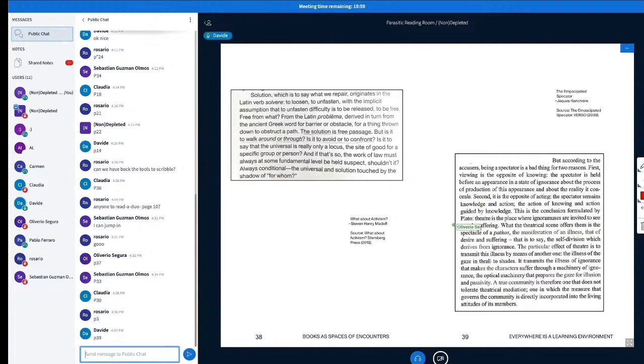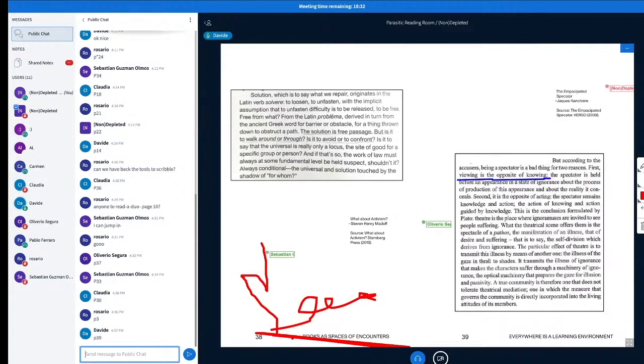But according to the accusers, being a spectator is a bad thing for two reasons. First, viewing is the opposite of knowing. The spectator is held before an appearance in a state of ignorance about the process of production of this appearance and about the reality it conceals. Second, it is the opposite of acting. The spectator remains motionless, separated from both knowledge and action, the action of knowing and action guided by knowledge. This is the conclusion formulated by Plato.